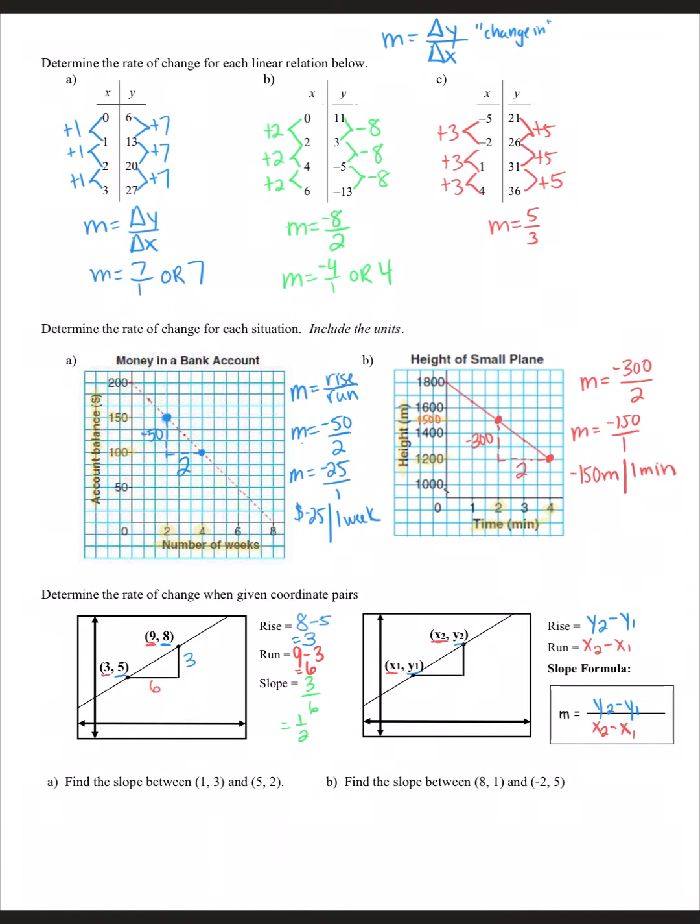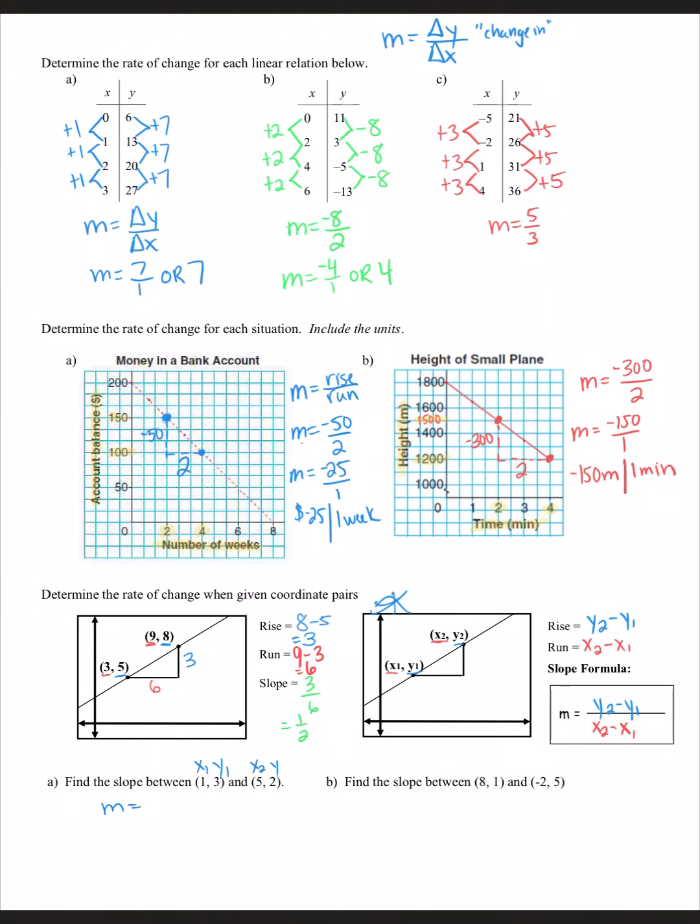We'll try an example together, and then you can pause the video and try the other one on your own. Find the slope between (1, 3) and (5, 2). Just like they identified in this graph here, if we label our coordinate pairs as x1, y1, x2, y2, then it's easier to plug into the formula. So we're going to call this first point, point 1, and label it x1 and y1. And then I will label our other point as point 2, so we'll call it x2 and y2.